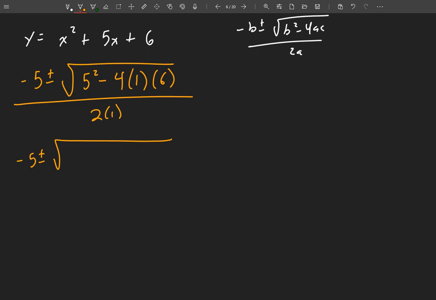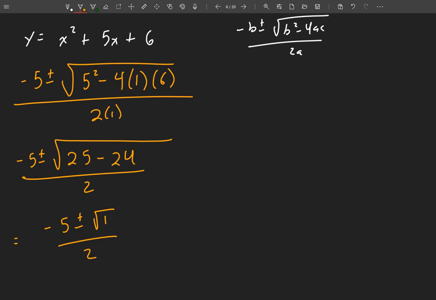All right, now I have negative 5 plus or minus. I'm going through this quickly again because I'm assuming that you've already tried these calculations. 5 times 5 is 25. Now this is negative 4 times 1 times 6. It's just negative 4 times 6, which is negative 24, all over 2. That's going to give me negative 5 plus or minus the square root of 1 over 2.